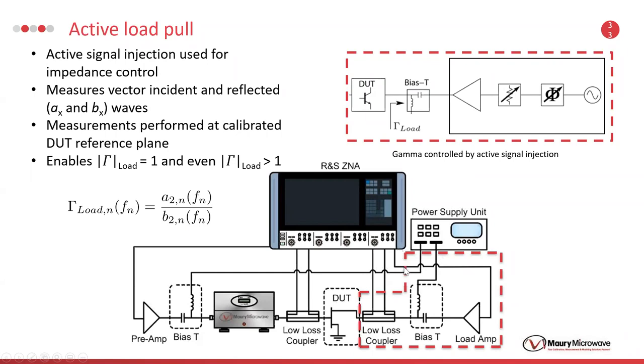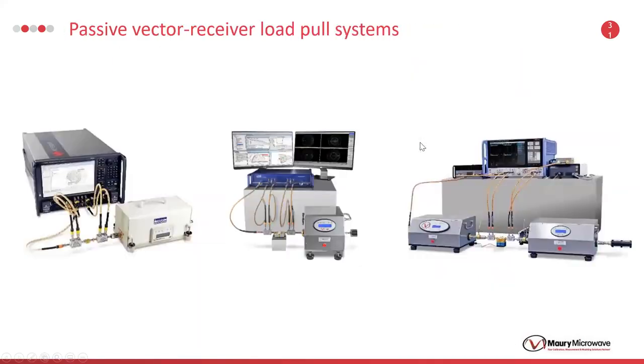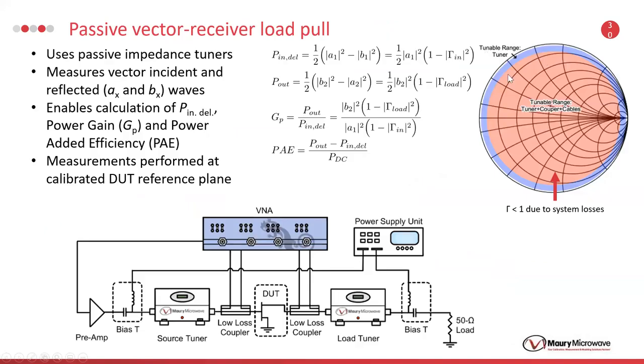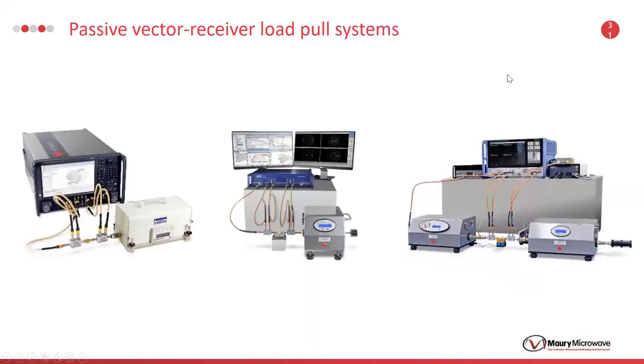Now, the beauty of it is I can crank up this power as I want. And in fact, I can have A2 bigger or larger than B2, which means I can have a gamma that is higher than 1. Well, don't try that. You may blow the device, but it means that I can have a gamma that is very, very close to the edge of the Smith chart. So the limitation that we saw here does not exist anymore in an active system.